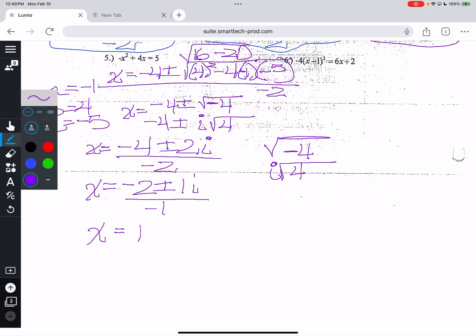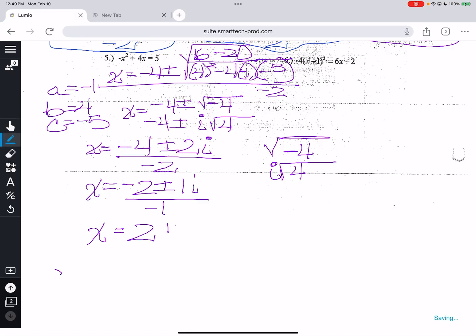I was multiplying by negative 1. So 2 plus or minus negative 1, baby i. That would be your final answer. Solved it.